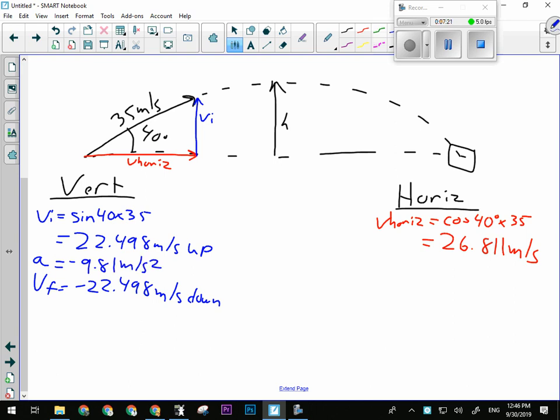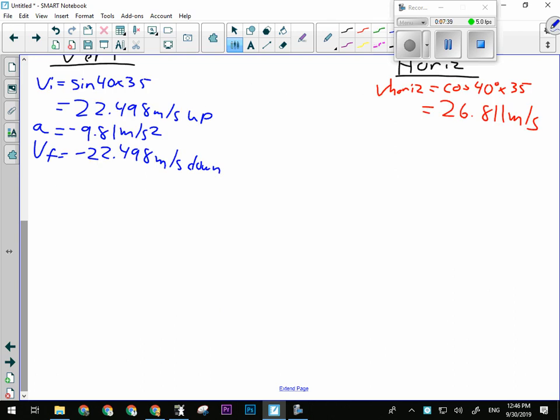Okay, so those are two things that I need to solve the question, but they're things I get from the context of the question, not things I necessarily calculate. So if I use these three numbers, can I calculate the total flight time? Okay, so that's my next step, is to calculate the total flight time. So that'll be VF minus VI over A. We're just manipulating our acceleration formula from Science 10. So that'll be negative 22.498 minus 22.498 divided by negative 9.81.